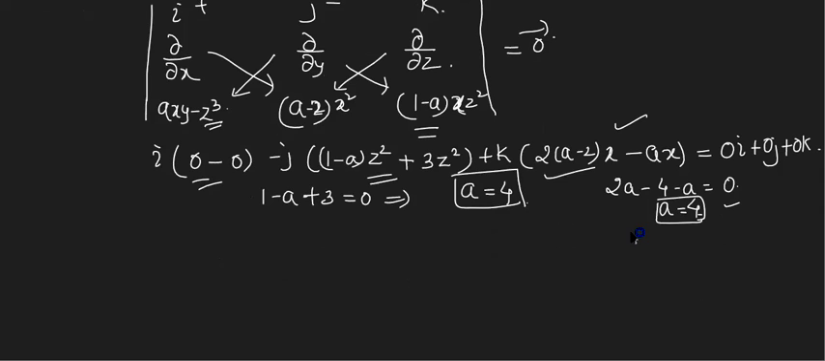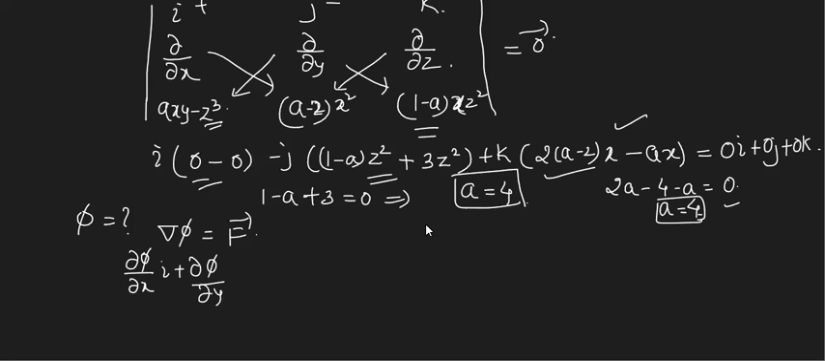We need to find phi. What is the condition to be used? Del phi is equal to F, right? What is del phi? Grad. Tell me the expression. Hope you remember how to find the scalar potential. Now when you write F, you write the value of a as 4 and take it. That is better.